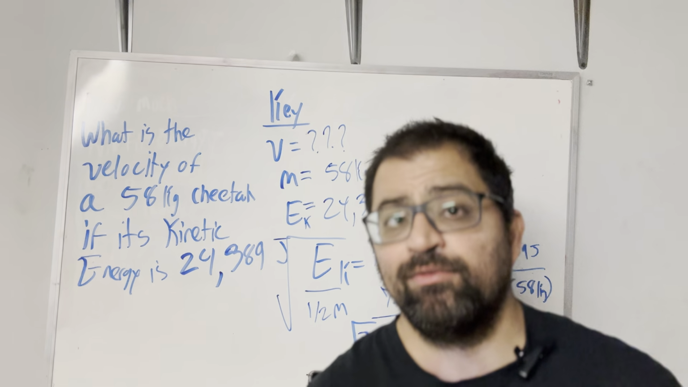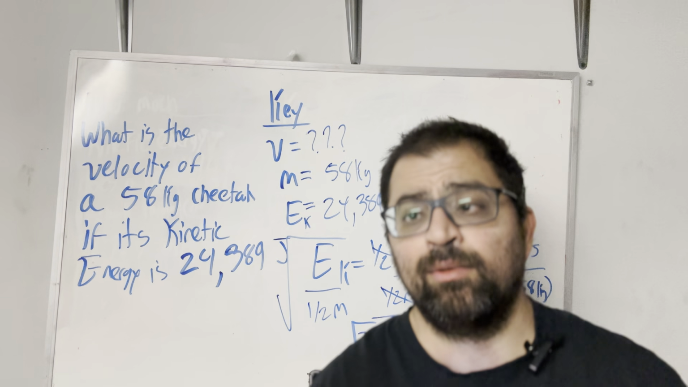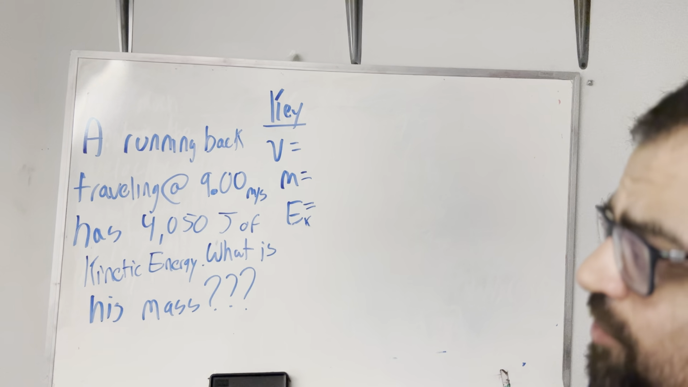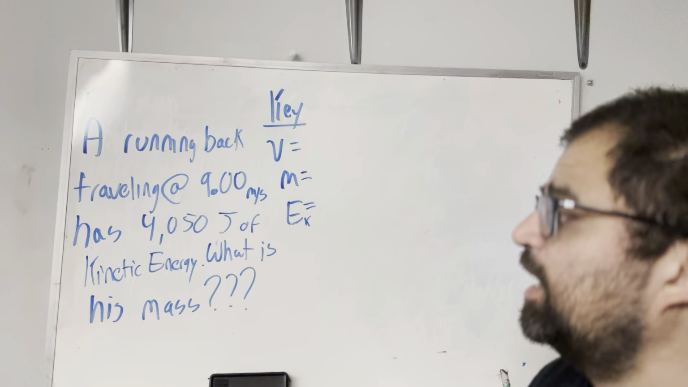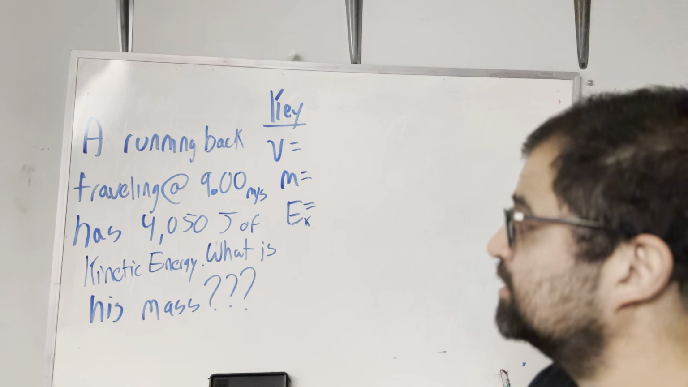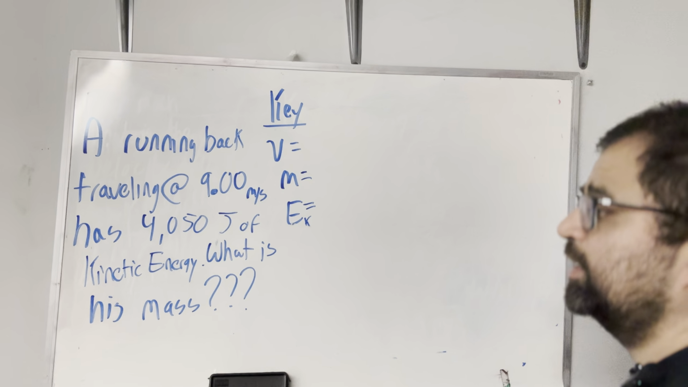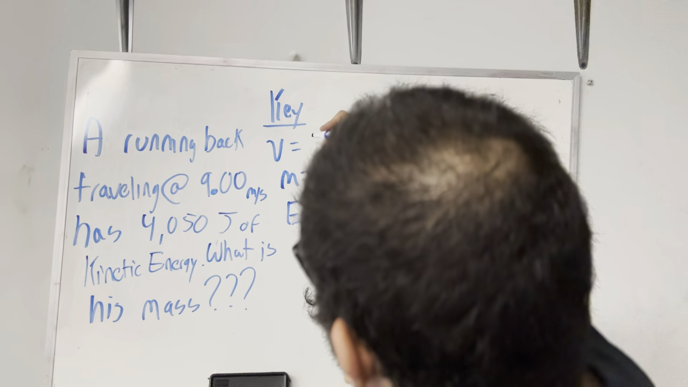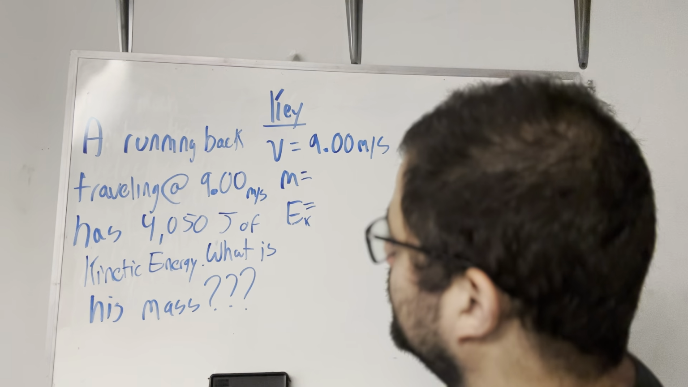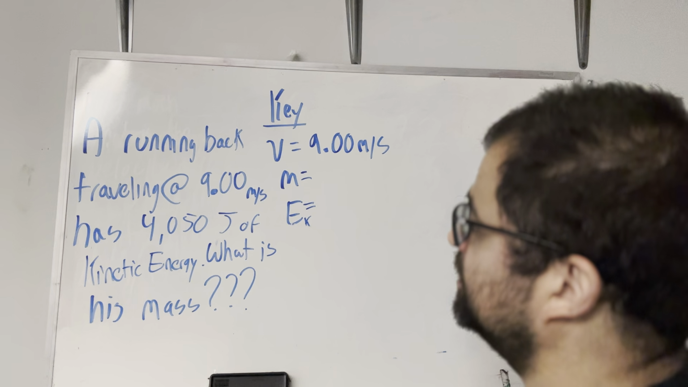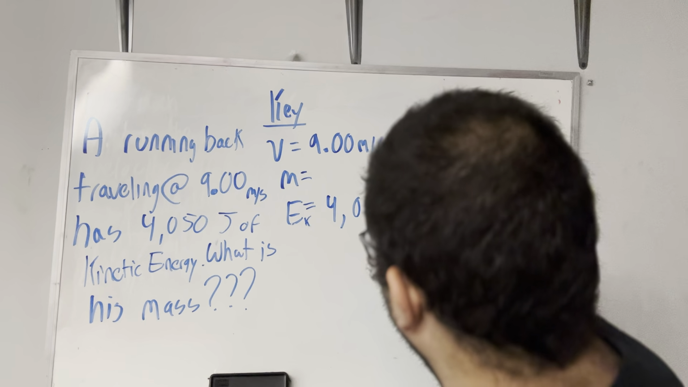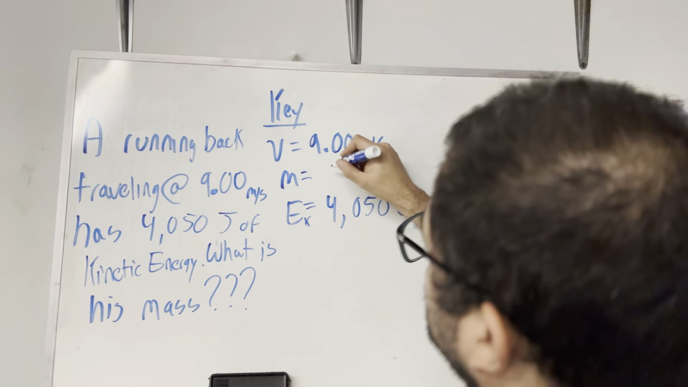We'll do one more where we solve for mass, and then I'll give you a worksheet where you get to do a couple of questions for practice. Okay, so here's our third practice question. A running back traveling at 9 meters per second has 4,050 joules of kinetic energy. What is his mass? So there's our key. I'm going to write down the values that we know. So in this case, we know our velocity. So we got 9.00 meters per second. He has 4,050 joules of kinetic energy. So that goes here. And we are looking for his mass.